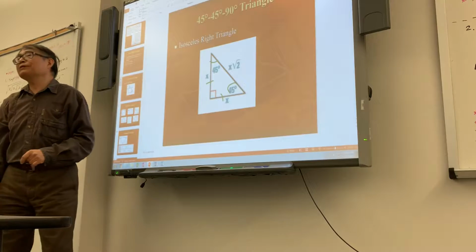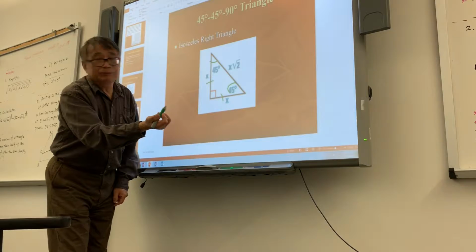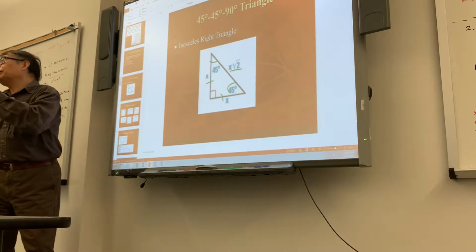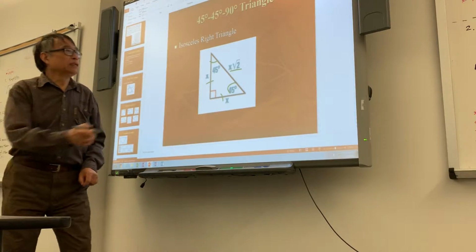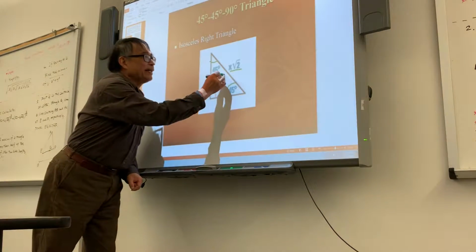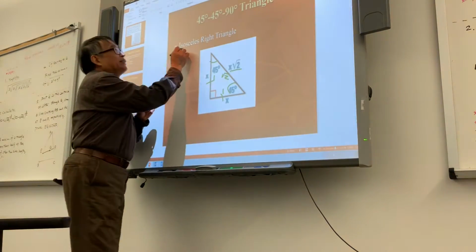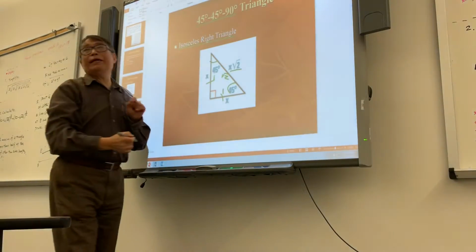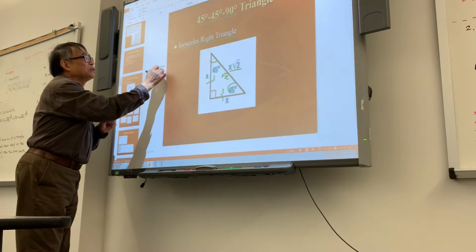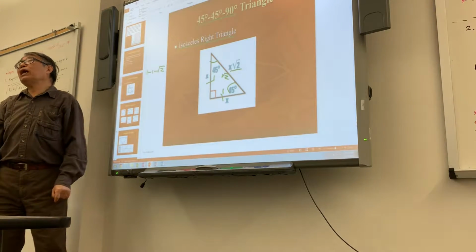Do you understand, please? If this side is x, this side should be x. This side is square root of 2 times x. When I was in school, the teacher told us, if this side is 1, this side should be 1, this side is square root of 2. So, in other words, for an isosceles right triangle, or 45, 45, 90 triangle, the relationship of the three sides is 1, 1, square root of 2. Something to remember.